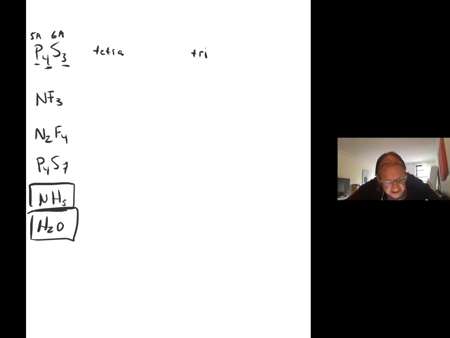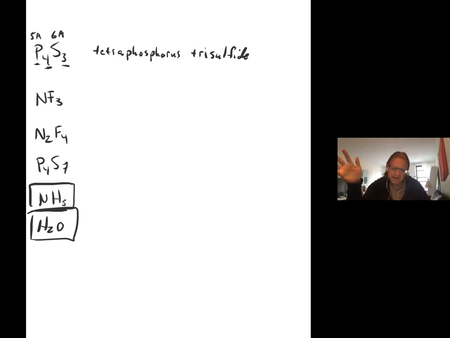This element, you just name it, phosphorus. Tri, second element is sulfur, ended as IDE. You change the ending to IDE. So sulfide. You don't add the IDE, so it's not sulfuride. You lose the last consonant, and then you add the IDE. So sulfur becomes sulfide. Okay.